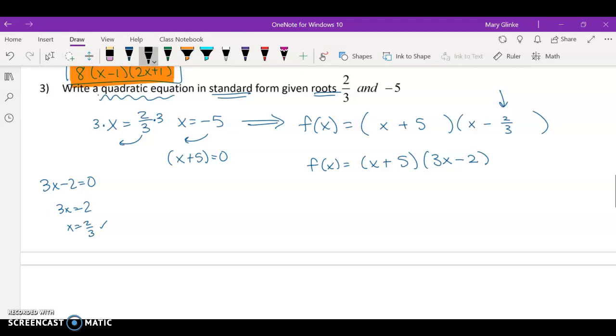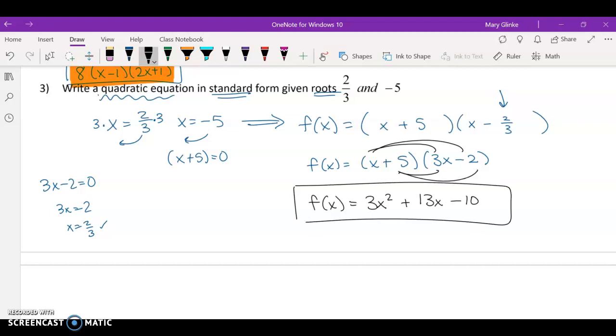So now to write it in standard form, all we have to do when writing it in factored form is go ahead and distribute. So we get 3x squared, we have 15x minus 2x, so that's 13x minus 10. When in doubt, take it and factor it. See if you actually end up with the same zeros that you were supposed to.